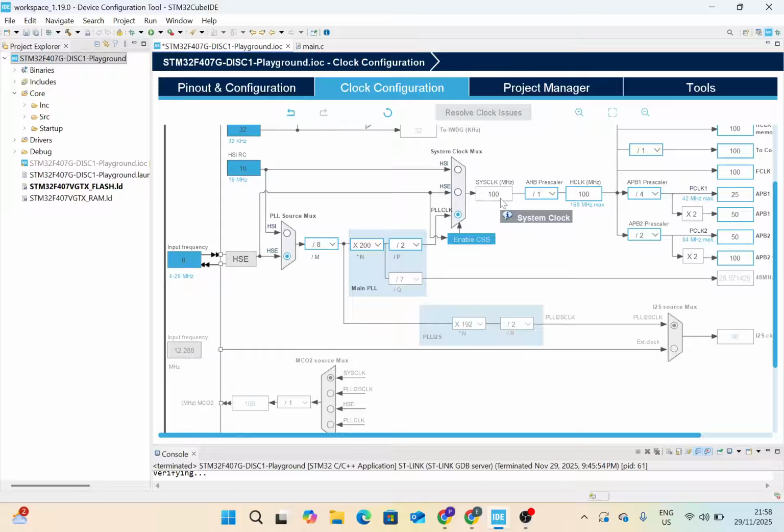Remember that because we are using PLL, we first of all had to give the source that we want for the PLL, and then in the system clock mux, which is also another multiplexer, we have to choose PLL because it is the output of the PLL, which is called PLL clock, that we want to feed into SYSCLK.